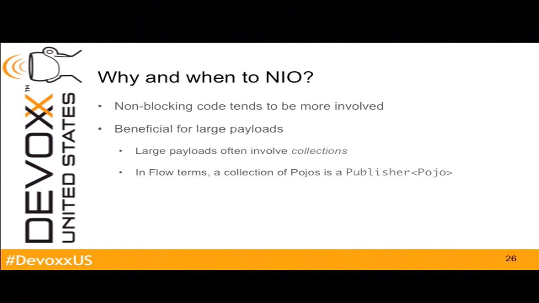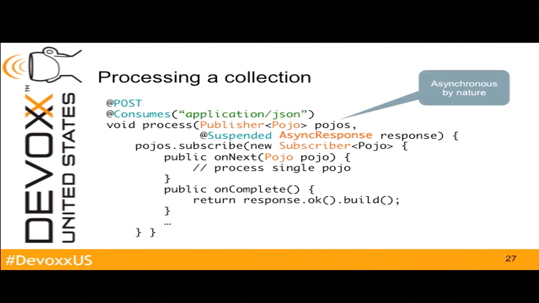All right, so how is this going to look from the API perspective? Here's an example, one of the first examples we put together for processing a collection of POJOs. So we have a POST, we consume application JSON. The entity here is called POJOs, of type Publisher<POJO>. This is a new thing that JAX-RS will need to support. And we're using the async mechanism that I mentioned at the beginning of the presentation, where we say I want to process this on a separate thread.